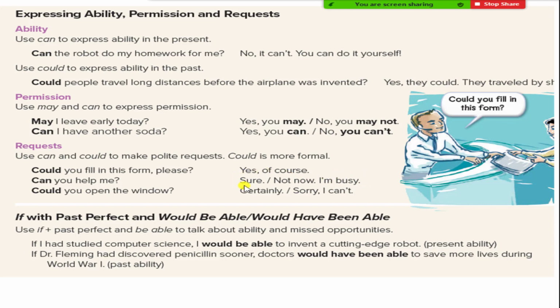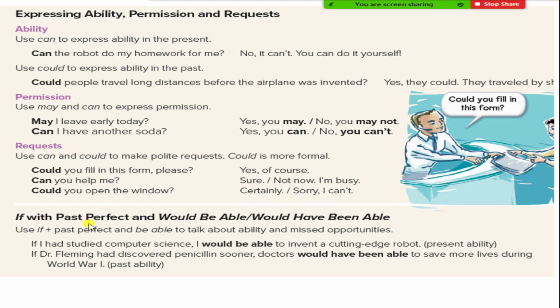Not now, I am busy. This is used to refuse the request. When we refuse a request, we use something like this: Not now, I am busy. Okay, if we agree, we say sure. Could you open the window? Certainly. That is if we agree. But if we do not agree? Sorry, I can't.